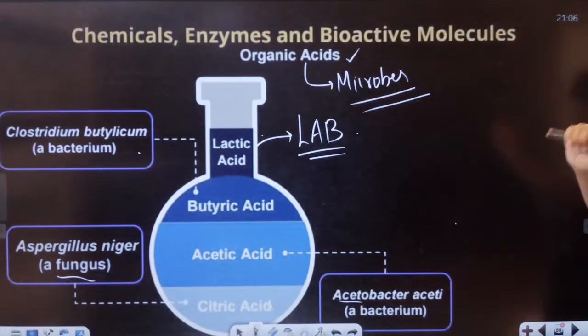All of you look at the images and try to understand, students. Try to remember the examples.